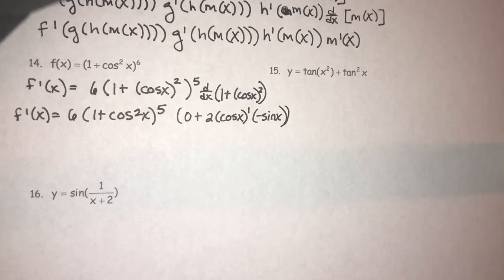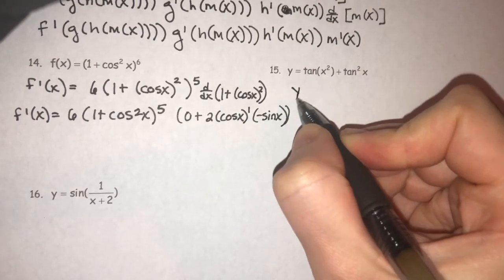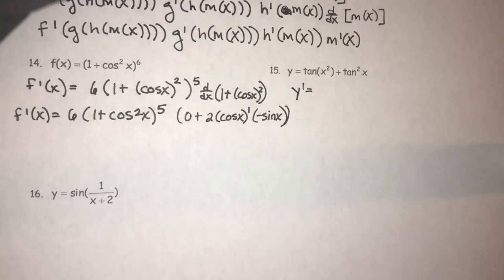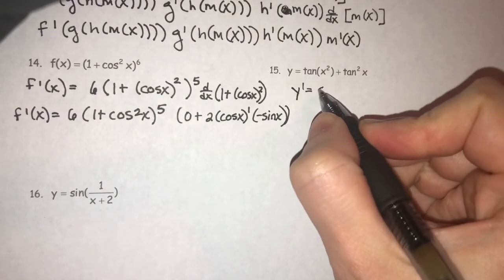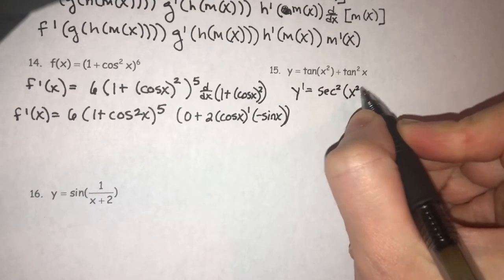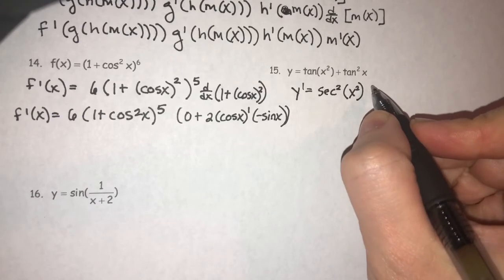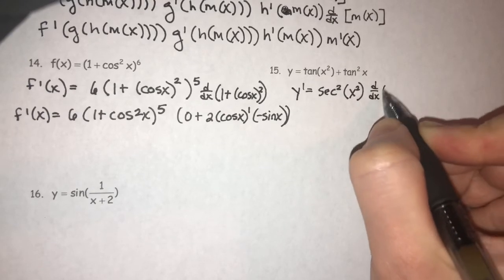All right, the next one, 15. Y is equal to the tangent of x squared plus the tangent squared of x. That's kind of interesting. The square kind of floats. Y prime is equal to, okay, first one's a composition of functions. The outside function's the tangent. So the derivative of the tangent is the secant squared of x, but we're copying the inside function, and then we're going to multiply, pardon me, by the derivative of the inside function x squared.